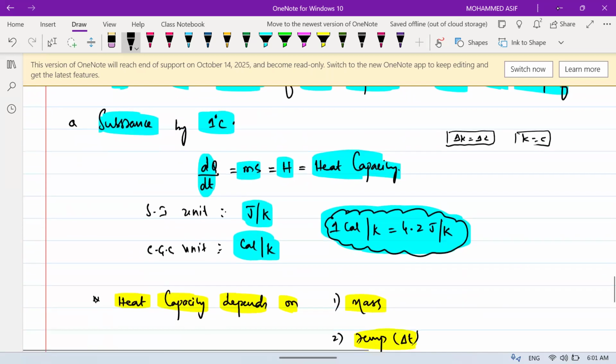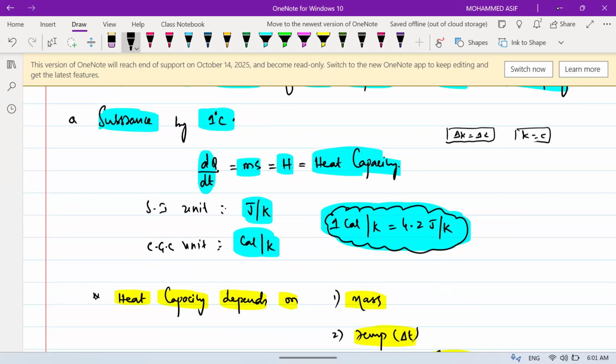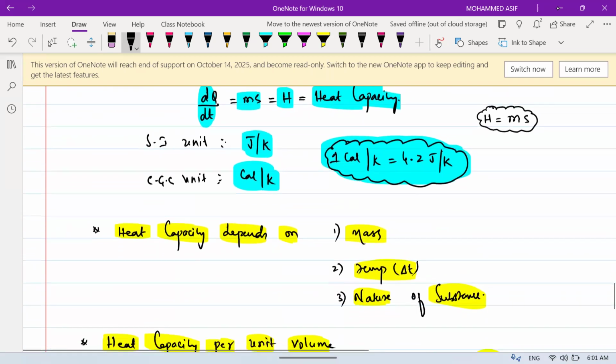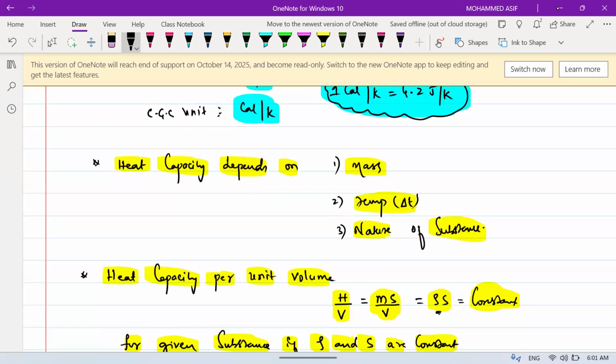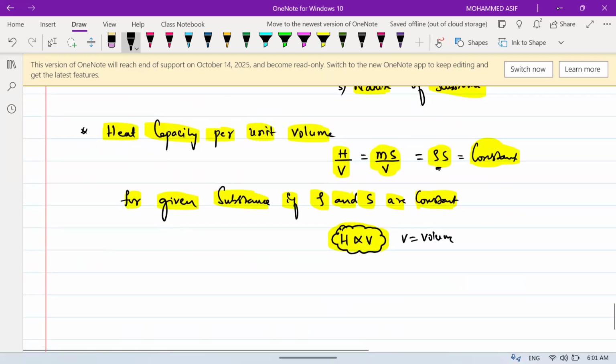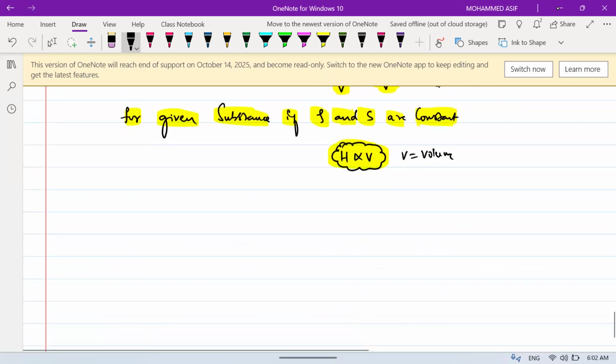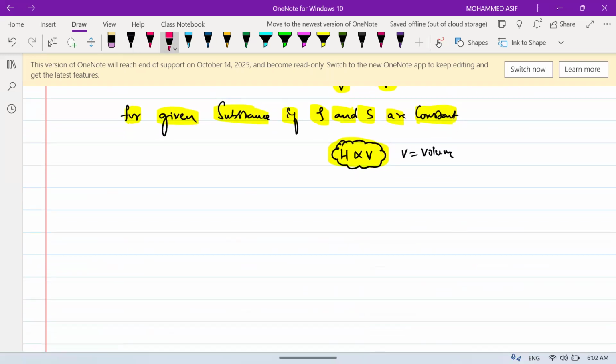So what is the thermal capacity formula, beta? H is equal to M into S. Heat capacity H is equal to M into S, the product of mass and specific heat. SI unit is joule per Kelvin and CGS unit is calorie per Kelvin, and you know that 1 calorie per Kelvin is equal to 4.2 joule per Kelvin. Heat capacity depends on mass, temperature, and also the nature of the substance. Heat capacity per unit volume is always constant, so we can say that heat capacity is directly proportional to volume. These are 2, 3 formulas which you should commit to memory. And the next topic is water equivalent.